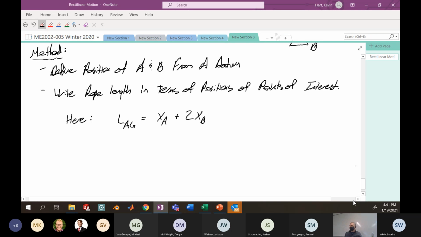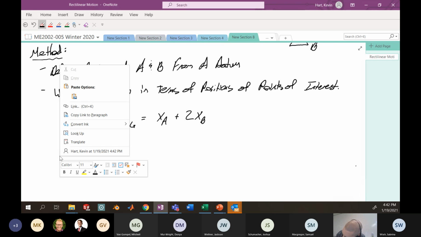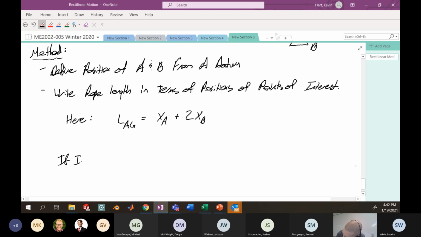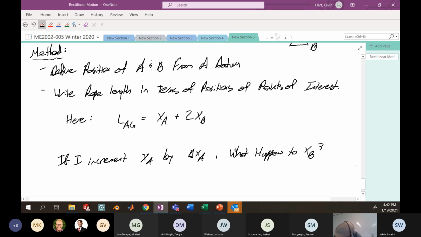Now, if I were to think about how B and A are moving relative to each other, I would ask: if I changed the length of A some small amount, how much would the length of B change? So if I increment XA by some small amount, delta XA, what happens to the position of B?